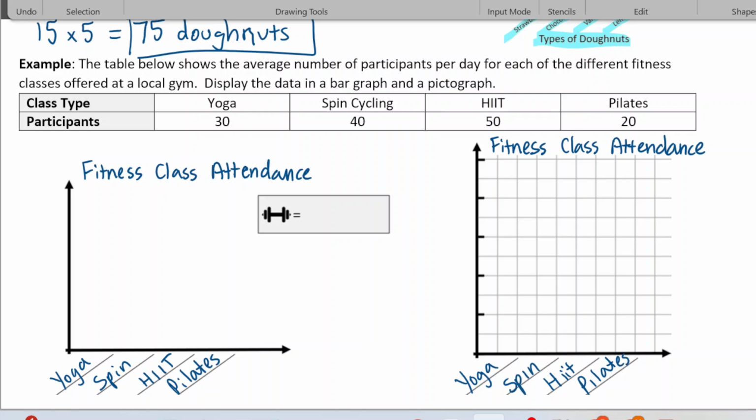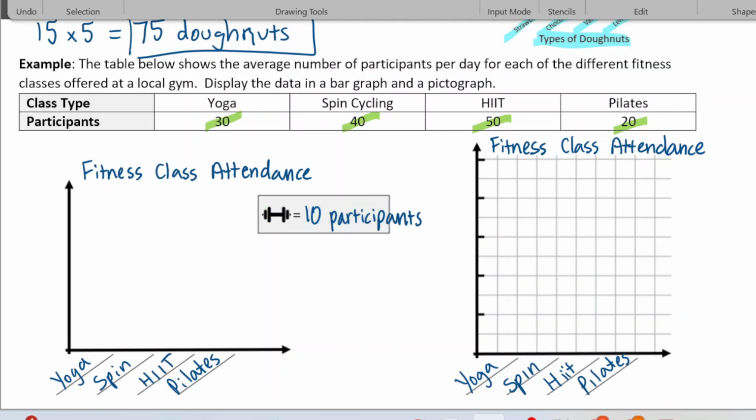Okay, let's do the pictograph first. So for pictograph, we're going to represent everything in pictures. Now it's important to look at the data set and see what we want to use for our legend here. So 30, 40, 50, and 20, those are conveniently all multiples of 10. So I don't have to draw too many pictures, it might make sense to count by 10 here. I'm not the best drawer, to be honest, so I'm going to try my best to do this.